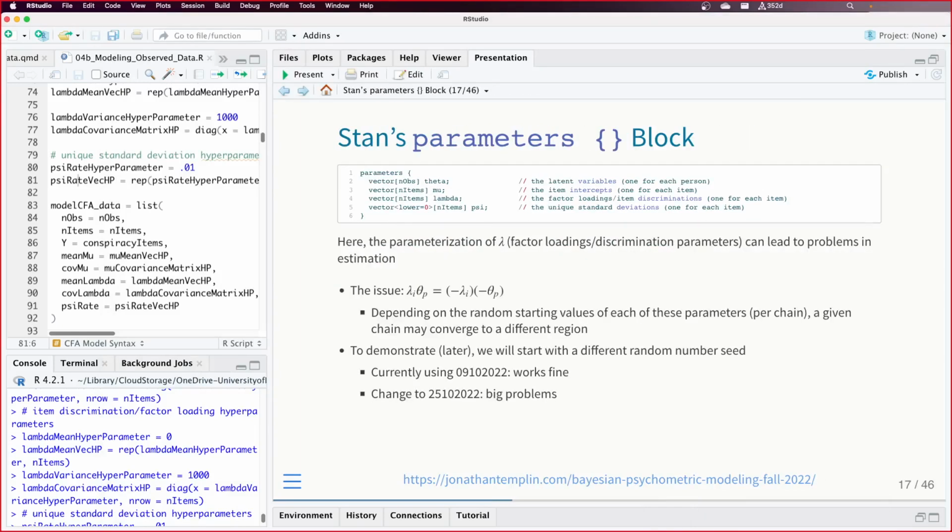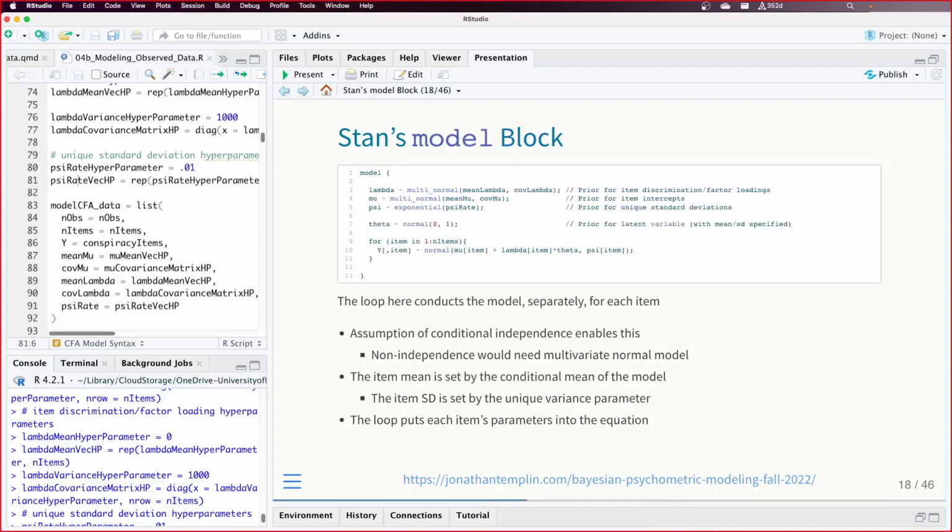No? Okay. Model. Finally, the model block where the fun happens, right? The vector lambda follows a multivariate normal distribution where the mean vector is what we input and the covariance matrix is what we input. That's just like beta from the last slides. The vector mu follows a multivariate normal distribution where the mean vector is what we input and the covariance matrix is what we input. Again, that is just like the beta in linear models. Psi is a little bit different. Last time we only had one psi parameter. Now we have 10, right? One variance, one residual.